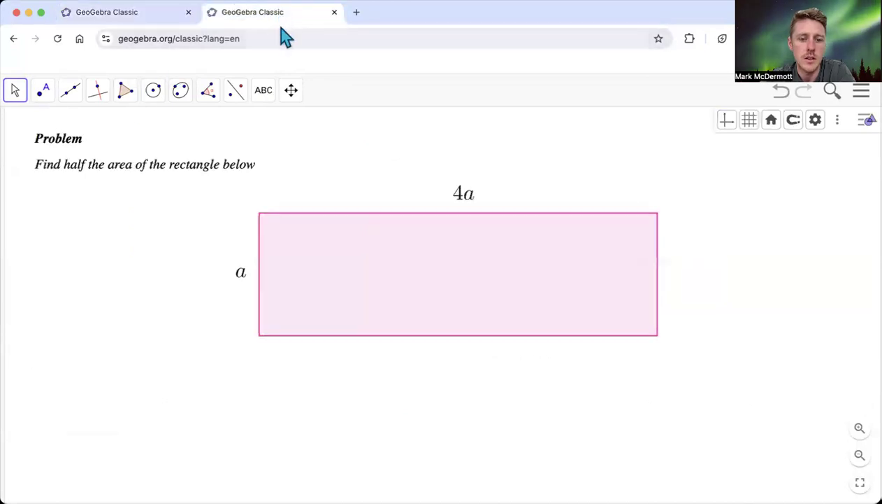So let's look at a problem that you can try out. And here's the problem. Find half of the area of this rectangle. This length is A, and this length is 4A. See if you can come up with an algebraic expression for half of that area. Good luck.